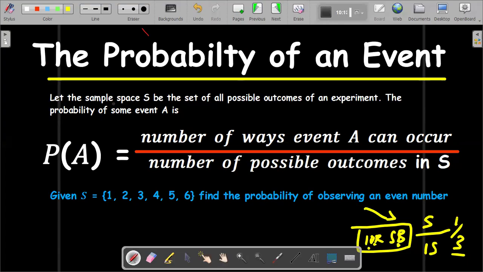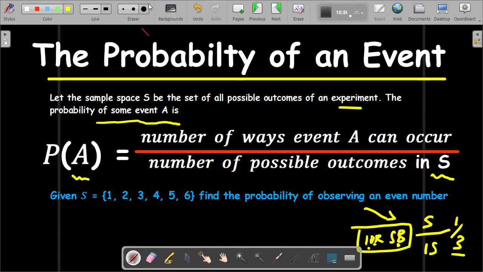So this probability of an event basically defines this definition here. Let S be the sample space of all possible outcomes of an experiment. Then the probability of some event A is given by this definition: the probability of the event A is equal to the number of ways event A can occur divided by the number of possible outcomes from the sample space S. In short, the number of favorable outcomes that you want, divided by the total number of outcomes.